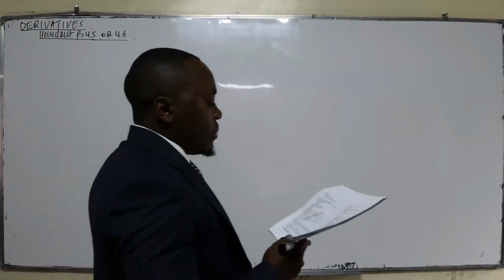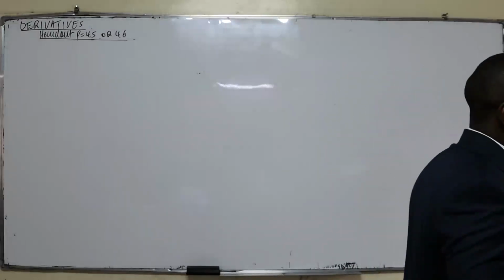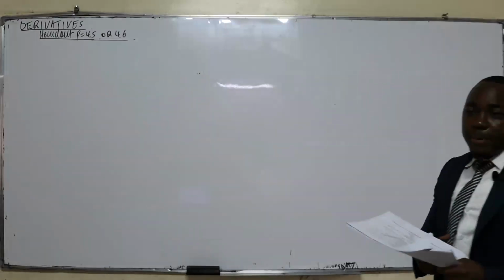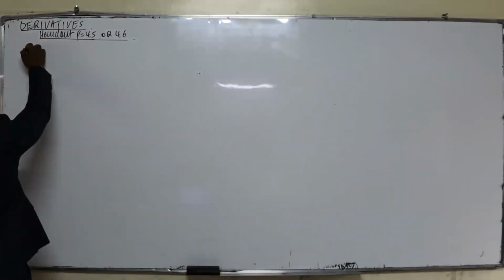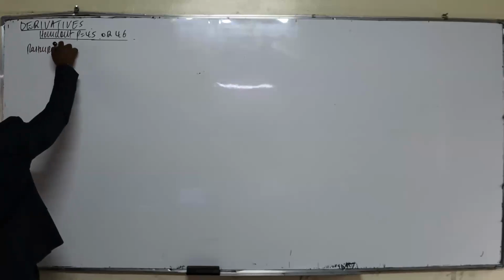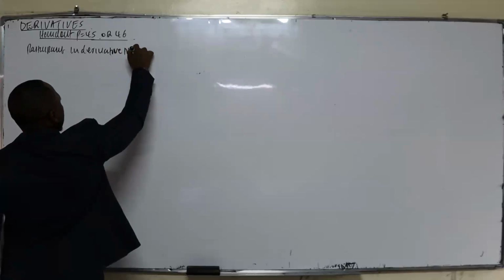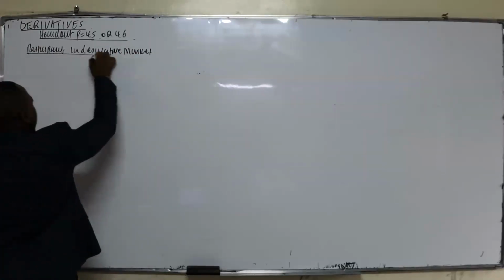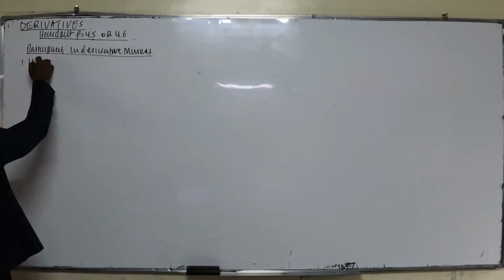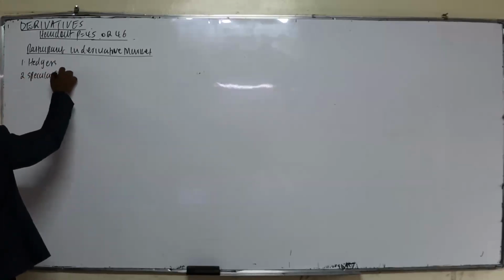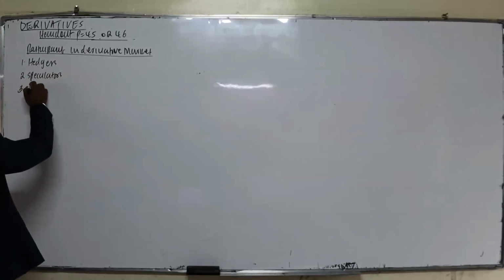Number 3, they are used in checking speculation. You speculate so that you can make the short-term gains. And then number 4, they help in encouraging entrepreneurial activities. And then also to encourage savings and investments. And we have participants in this derivative market. And we have 3 types of participants. Number 1, we have the hedgers. Number 2, we have the speculators. And then number 3, we have arbitrators.